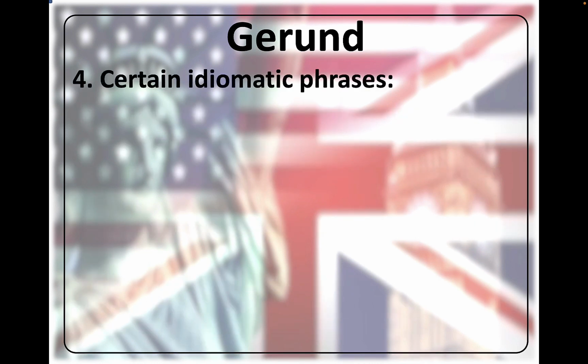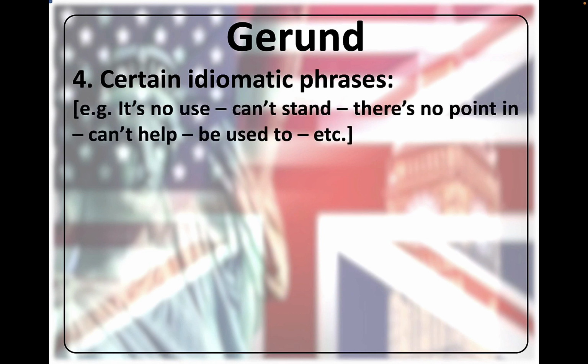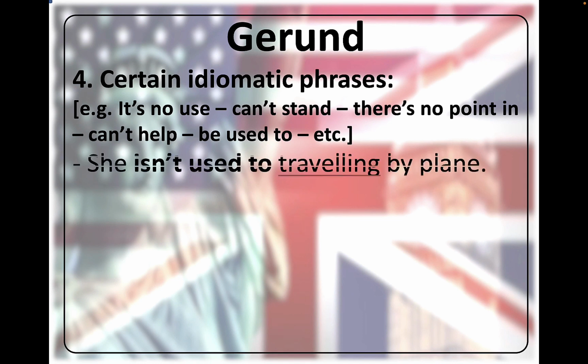Number 4. Certain idiomatic phrases. Phrases here means expressions. Examples: it's no use to, can't stand, there is no point in, can't help, be used to, etc. Example sentences: She isn't used to traveling by plane. Traveling here is a gerund. Why? Because we have the idiomatic phrase be used to before it.